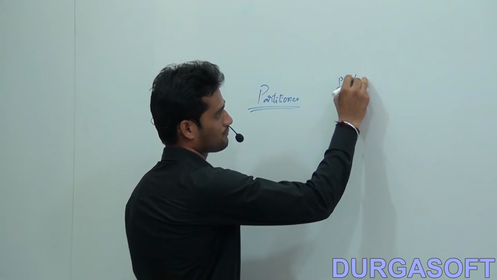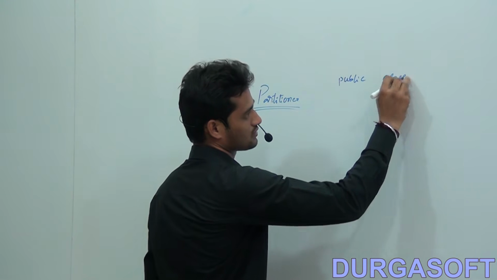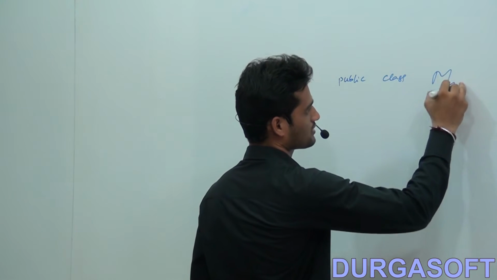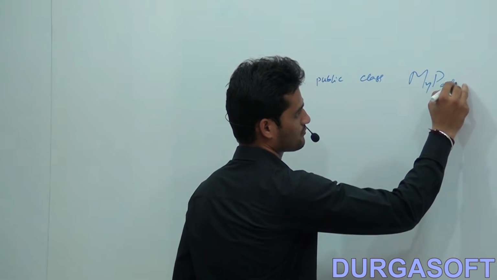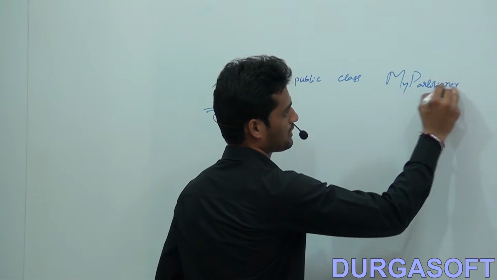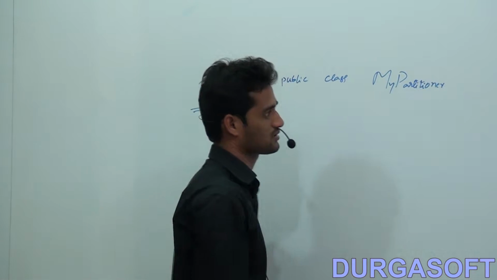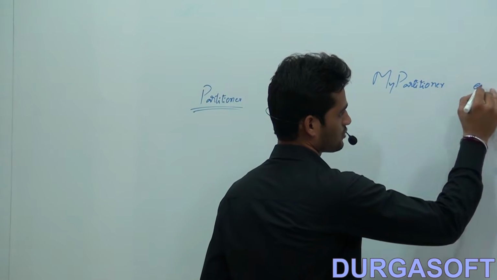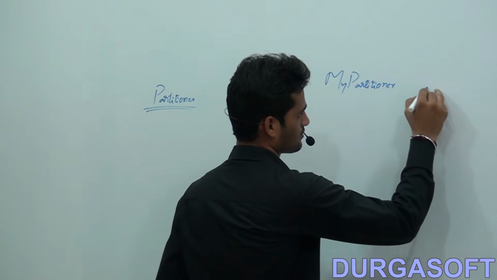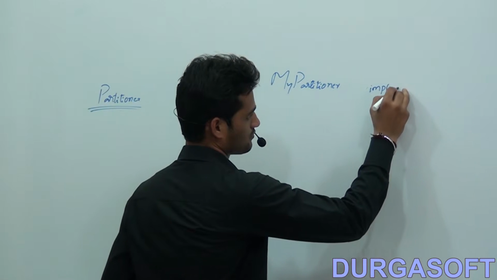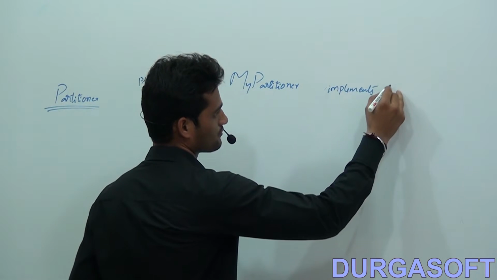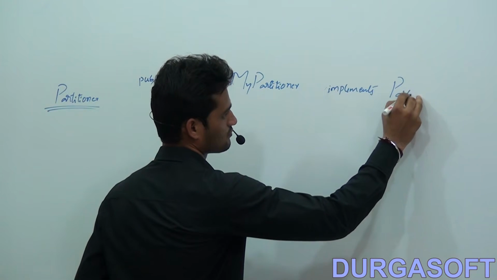Partitioner class: public class, I'll take the class name as MyPartitioner, implements Partitioner.